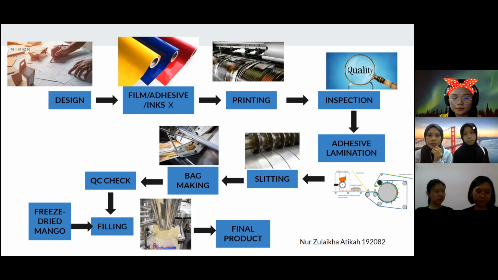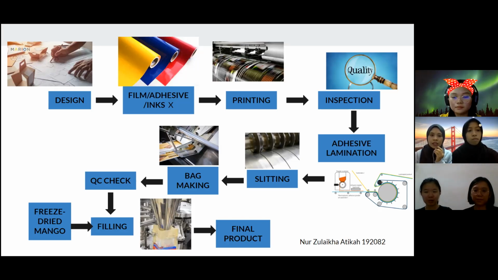And then we will go to inspection. In this inspection, it's crucial to check the printing on the film, so that we will not have to remake it and to prevent any flaws on our film, on our packaging. And then after the inspection has cleared, we will go to the adhesive lamination, in which we will combine all three films from earlier: the PP, PET, and also the aluminum film.